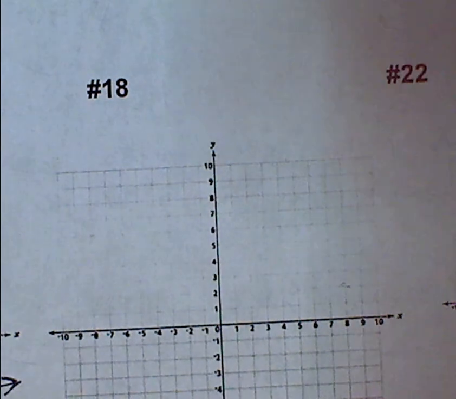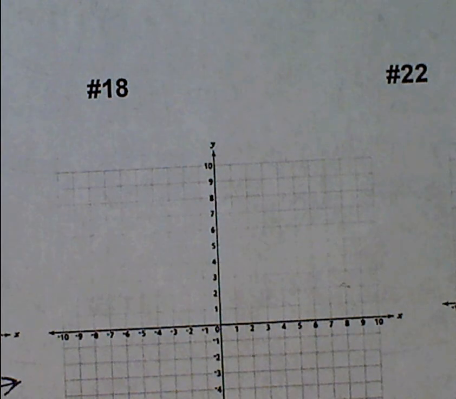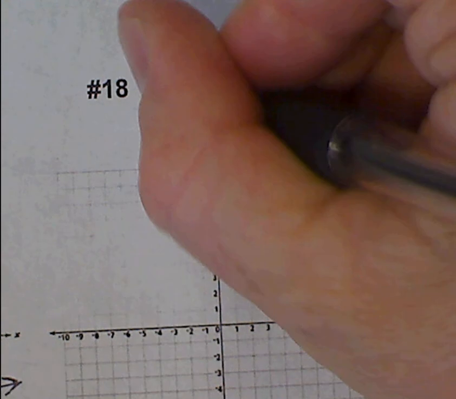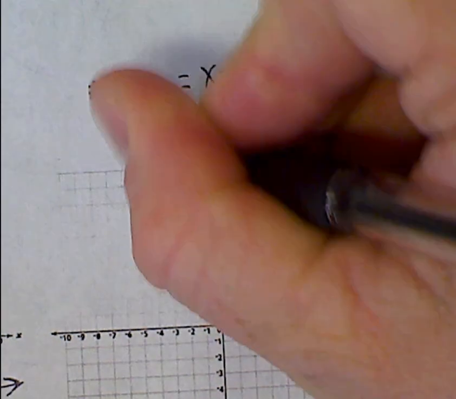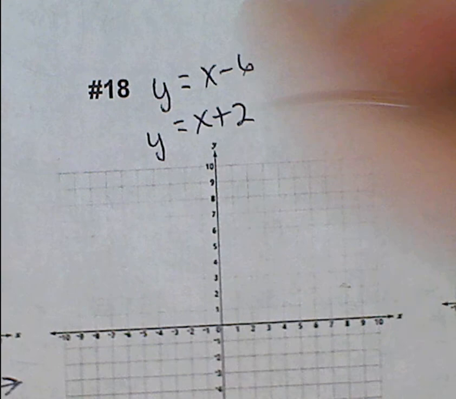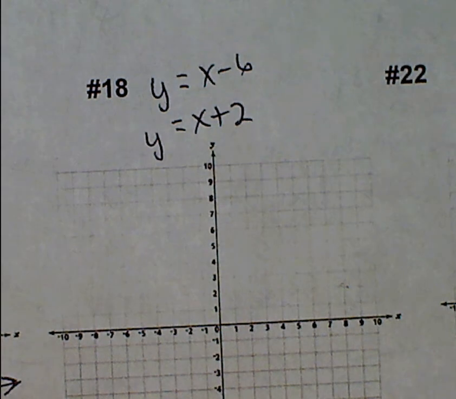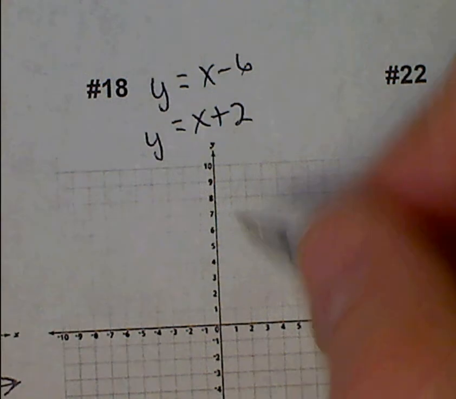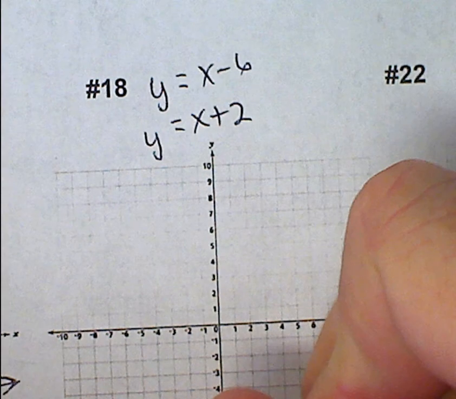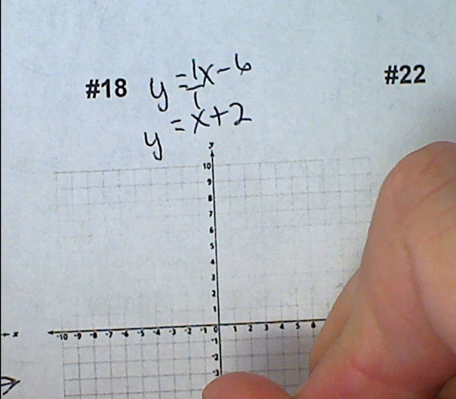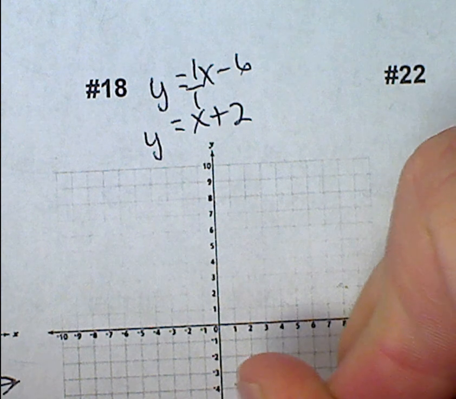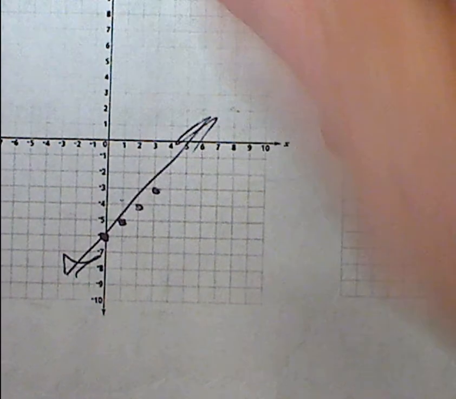Number 18. Try number 18. So this time we have to do y equals x minus 6, y equals x plus 2. Go ahead and graph those and see where they intersect. So at -6, my slope is up 1 over 1, up 1 over 1. So here's my line. Okay? Then I have y equals 1 over 1 x plus 2.